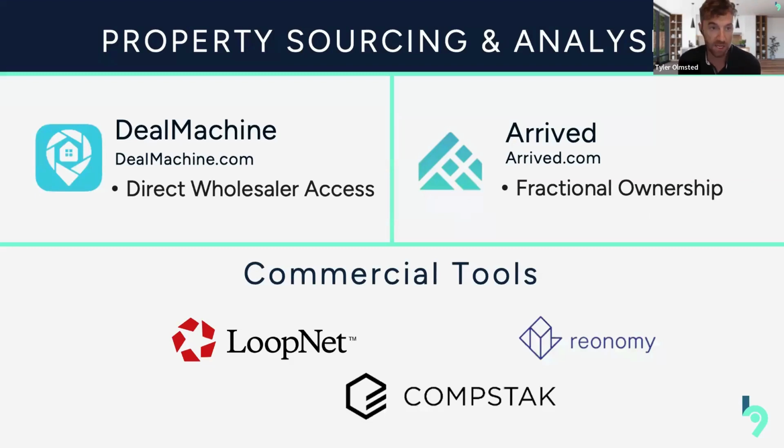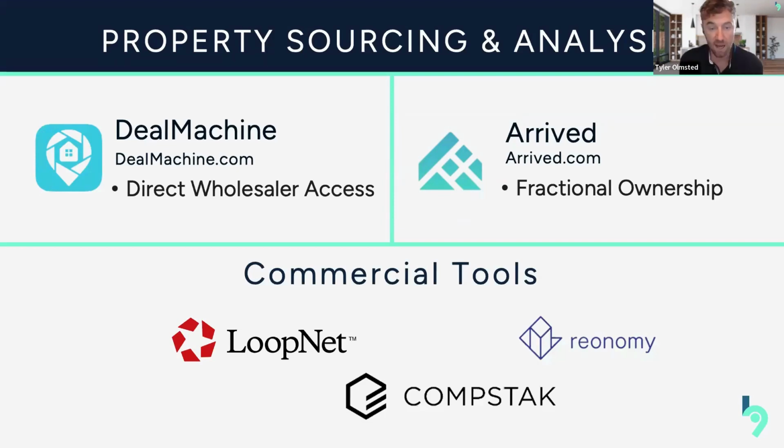A few other call outs here as we think about property sourcing information. Deal Machine. Deal Machine has a lot of great features, but something I like the most is they have a direct to wholesaler place where they connect investors with off-market listings directly from wholesalers. Right from there, you can view some of the properties that are in there. You can connect and inquire about these specific properties directly with the wholesalers.